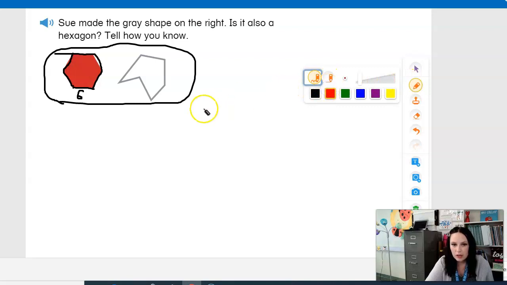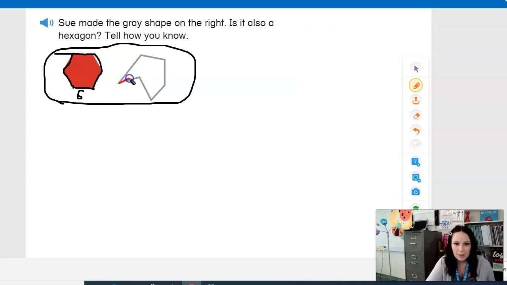So let's change our color. So let's see, a hexagon has 6 sides and 6 vertices. So let's see if this is a hexagon or not. 1, 2, 3, 4, 5, 6.